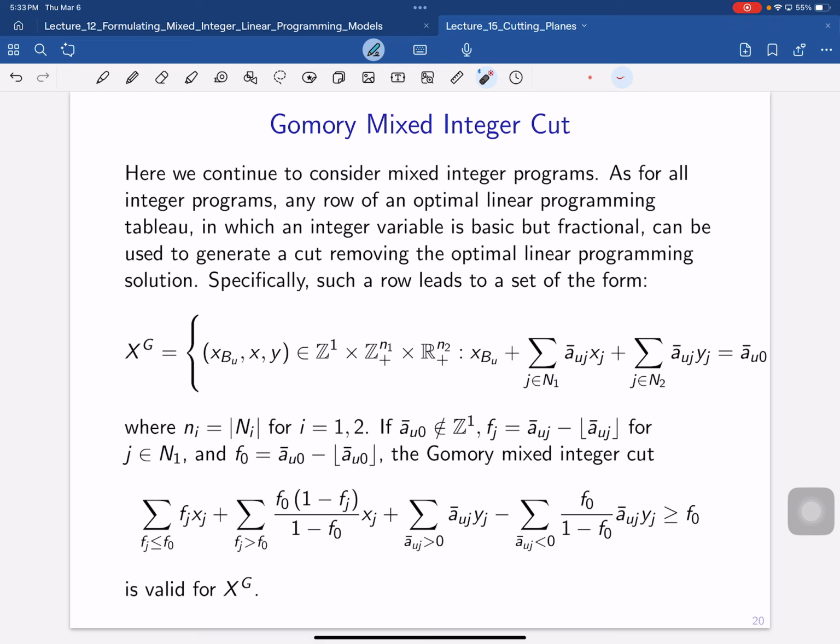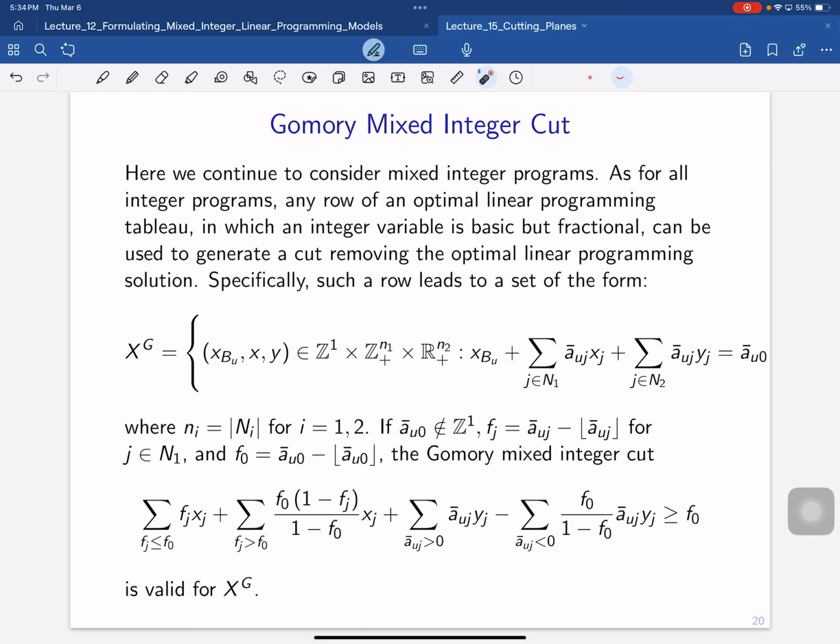Now the idea is we want to consider a general cutting plane for mixed integer linear programs. After solving the linear program, you will arrive at some optimal simplex tableau. Let's assume xb are the basic variables, and xj and yj are the non-basic variables here. And of course, there must be some basic variable where the right-hand side is fractional, otherwise you already satisfy all the integrality constraints.